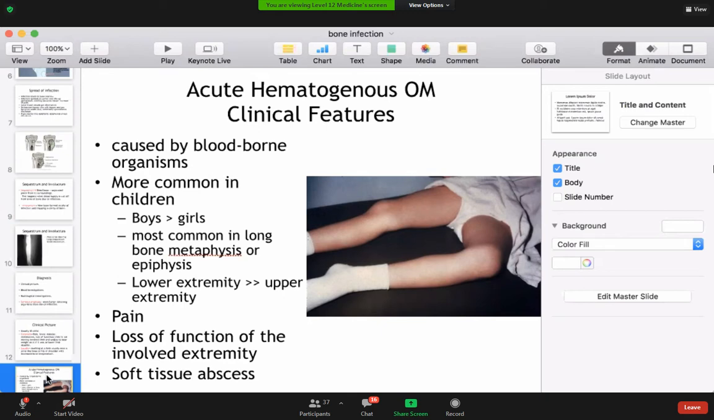So acute hematogenous osteomyelitis is usually transmitted by blood, more common in children, boys more than girls, more common in long bones, at the metaphysis, because there is some stasis there, and in the lower extremity more than the upper extremity.